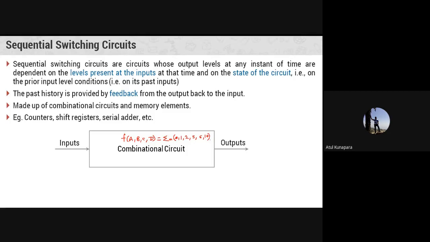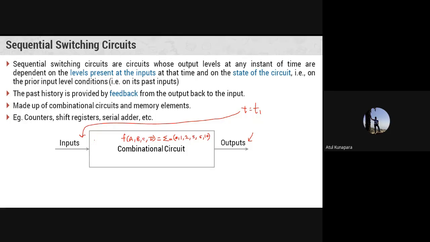In a combinational logic circuit, the output present at the output side, if you measure it at time t equal to t1, then that output depends only on the inputs coming at that time. Understand this thing, everyone.